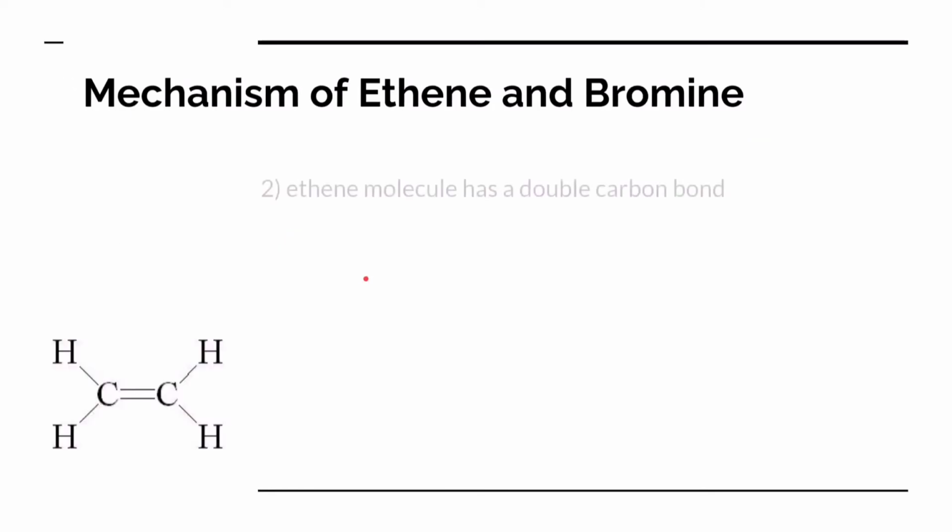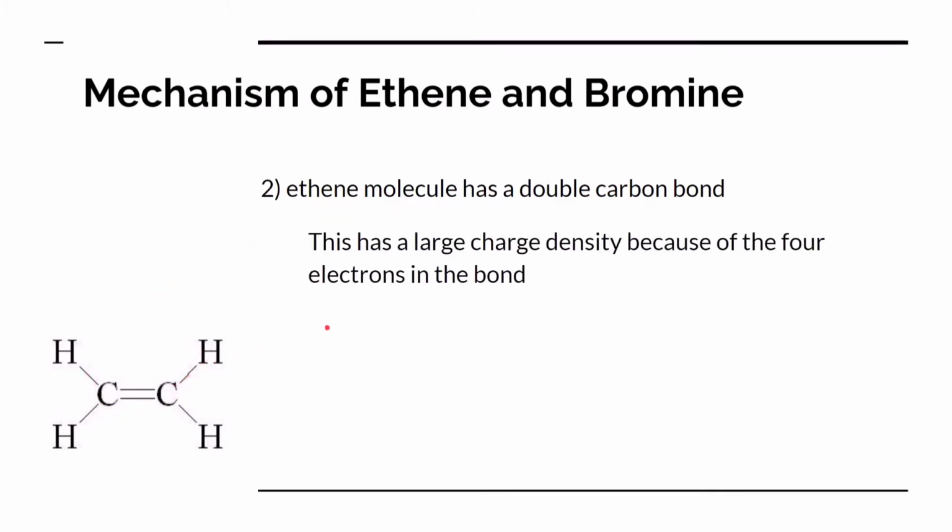And the second part of this is understanding that the ethene molecule that this bromine will be reacting with has a double carbon bond, as you can see here. And this is important because we know that because of this double carbon bond, there is a large charge density because of the 4 electrons in this bond. So this has a large negative charge.